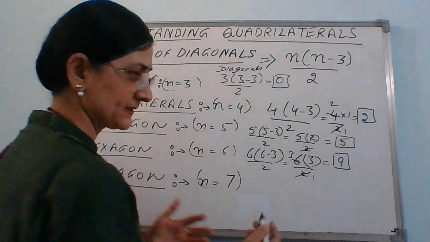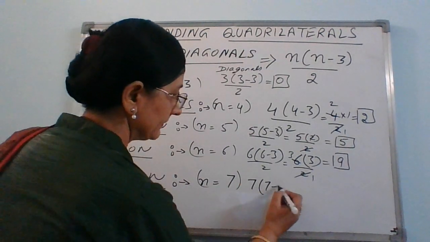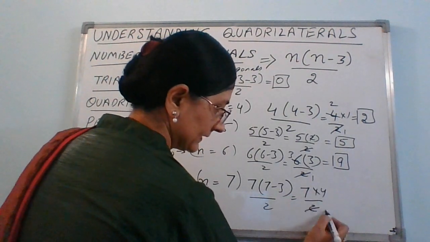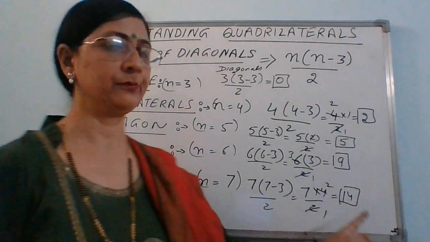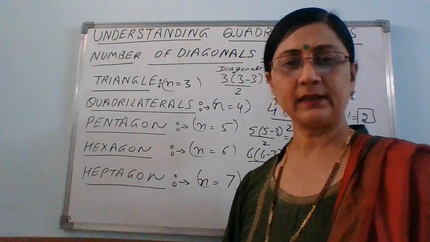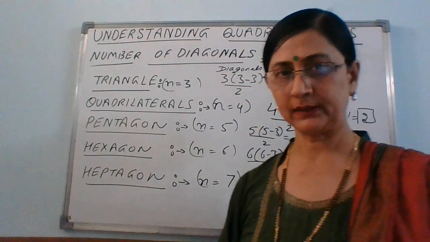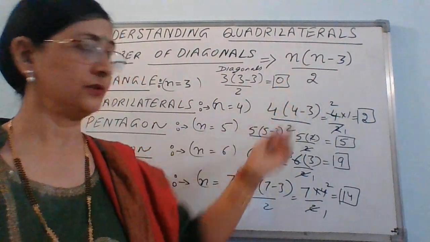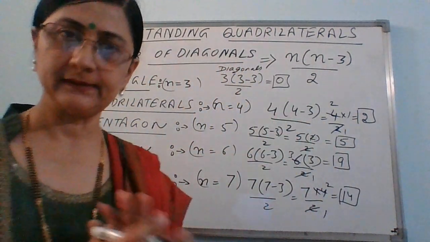Heptagon is a question in the exercise in the book, right? So heptagon means n is 7. Now let us substitute 7. 7 into 7 minus 3 by 2. 7 minus 3 is 4. By 2 we can cancel this. 7 2s are 14. So in case of heptagon we can make 14 diagonals. Heptagon I have already found. You can find for octagon, where the number of sides is 8, so you can apply this formula. Put here 8, 8 minus 3, by 2 and so on. You can find for nonagon and decagon also. I hope it's clear. I'm just repeating it.